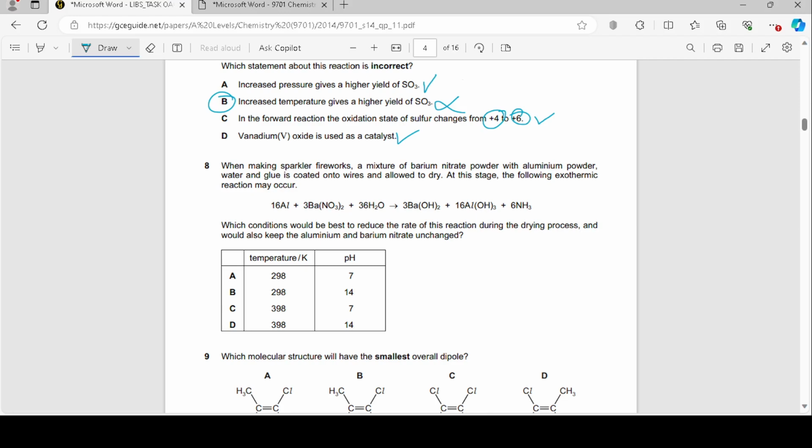When making sparkler fireworks, a mixture of barium nitrate powder with aluminium powder, water, and glue is coated onto wires and allowed to dry. At this stage, the following exothermic reaction may occur. So this is the reaction. Which conditions would be the best to reduce the rate of this reaction during the drying process and would also keep the aluminium and barium nitrate unchanged?